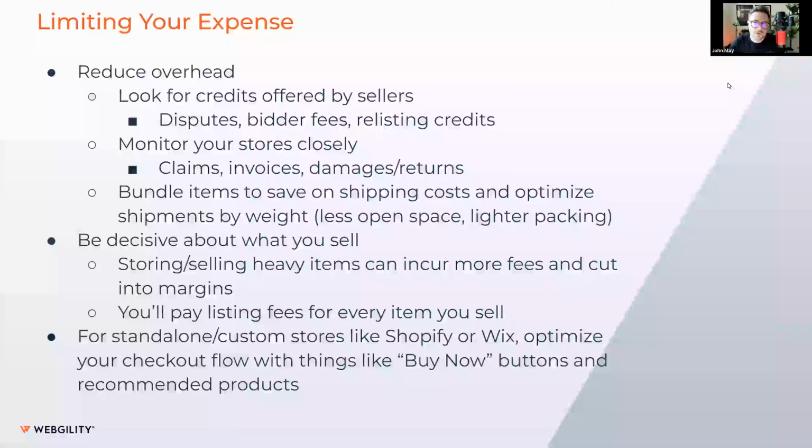So just really consider what you're selling and what you're putting out there, and think about how you can rearrange things to make sure that you're paying as little in that inventory storage and the fulfillment as possible.